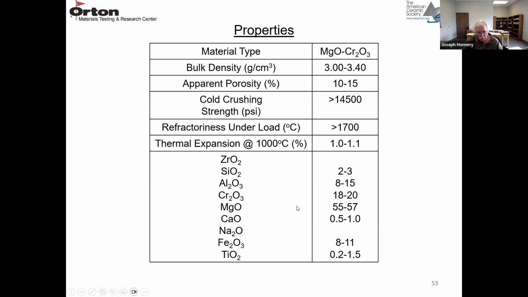So this has about 55% MgO, 20% CaO. There's some alumina, 8 to 15%. Fe2O3 is the other major component, 8 to 11%. Small amounts of TiO2, CaO, and SiO2. So the typical impurities in the chrome ore.